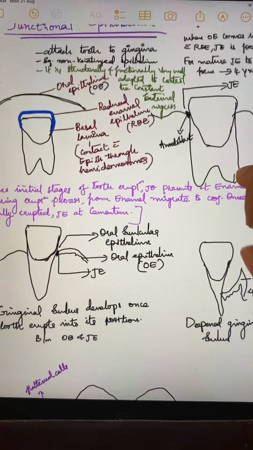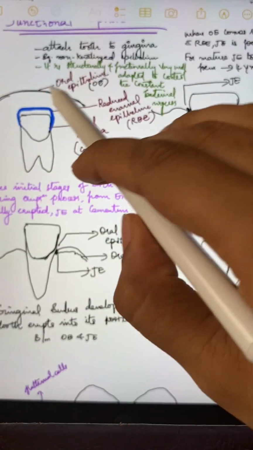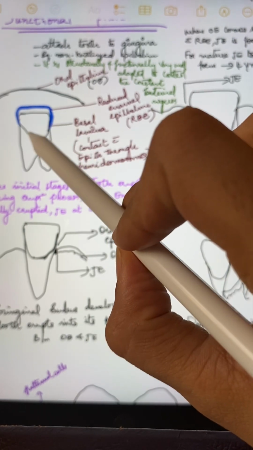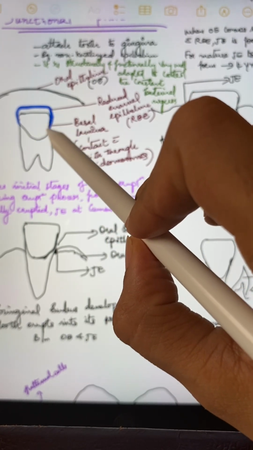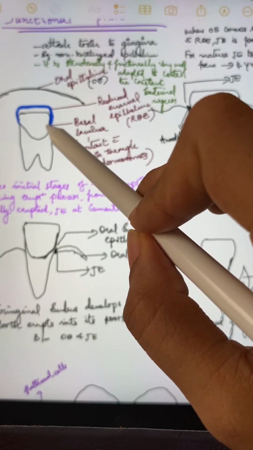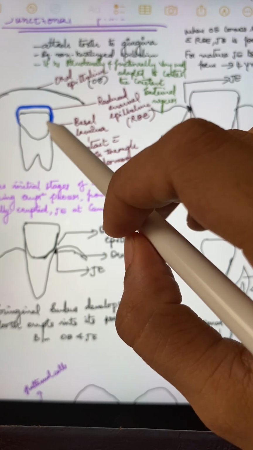So we will see how this junctional epithelium forms. This is the oral epithelium. This is the basal lamina. This is the reduced enamel epithelium. This basal lamina contacts the epithelium through the hemidesmosomes. That part I will discuss later.